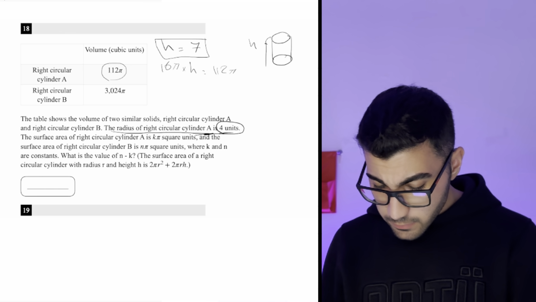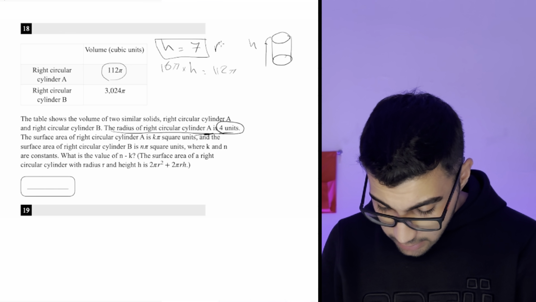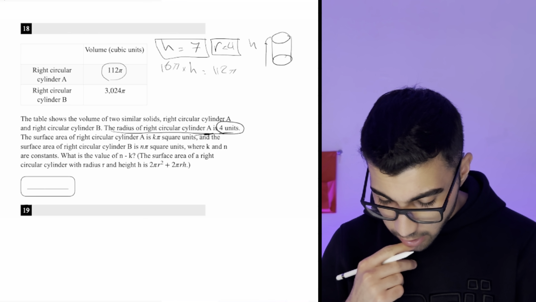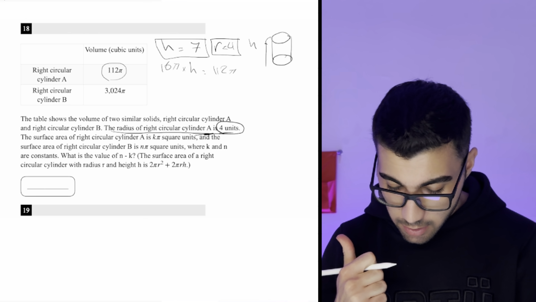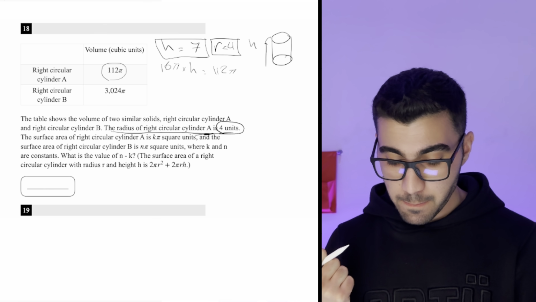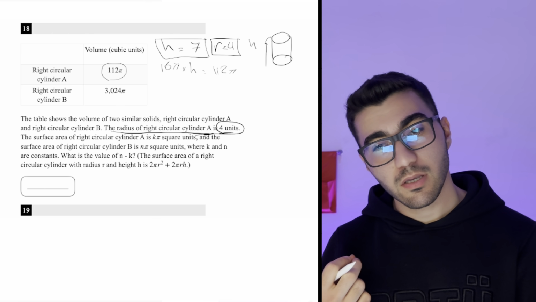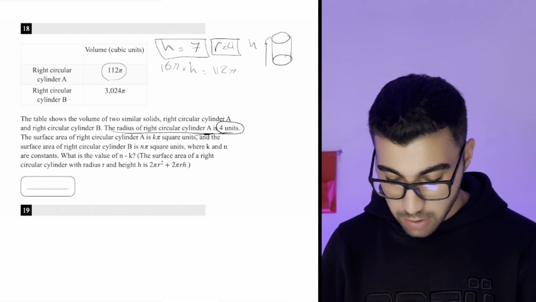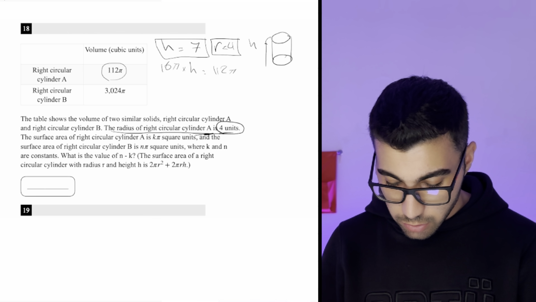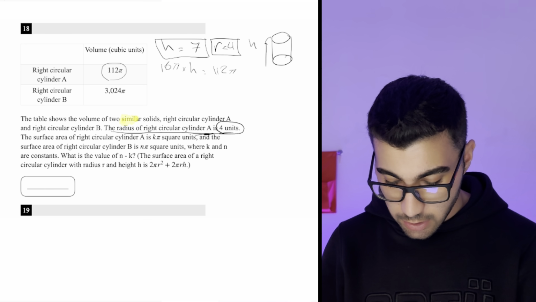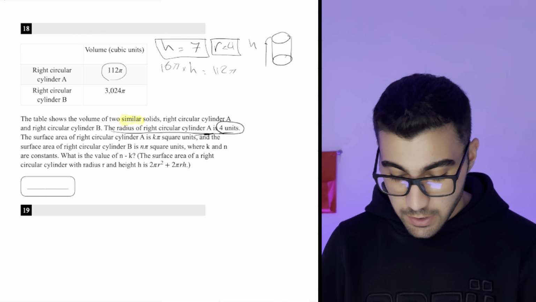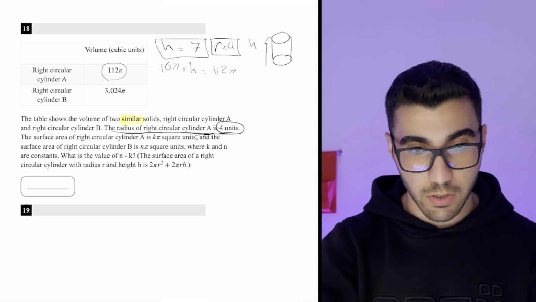Okay. Now we also know that the radius is 4 for A. Okay, now how can we find the height and the radius for cylinder B? Because the question didn't give us the radius of B. So we're gonna here use ratios, because the question says these two cylinders are similar right circular cylinders. Okay, they are similar. So let's check the ratio between the volumes of them. 3024 is how many times 112?